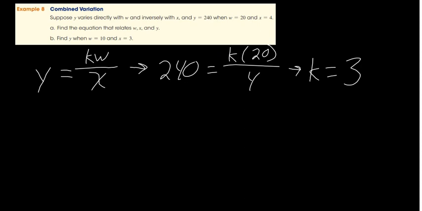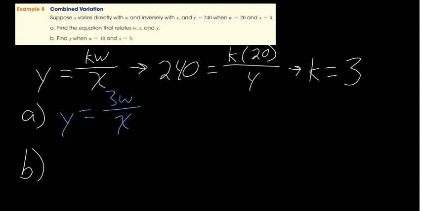So now my equation, all right, so this would be A. My equation is going to be y is equal to 3w over x. And that's my equation, right? And then B wants us to find y when w is equal to 10 and x is equal to 3.